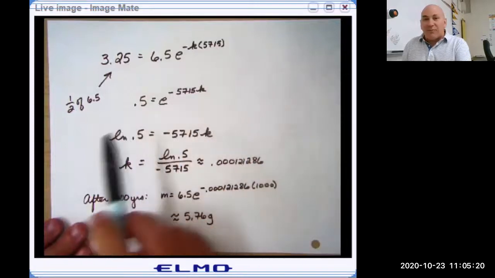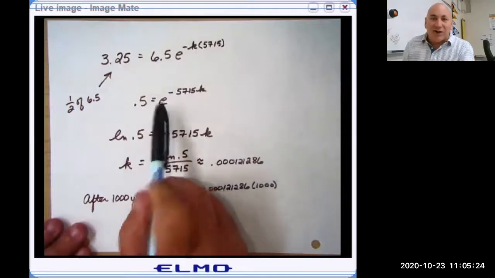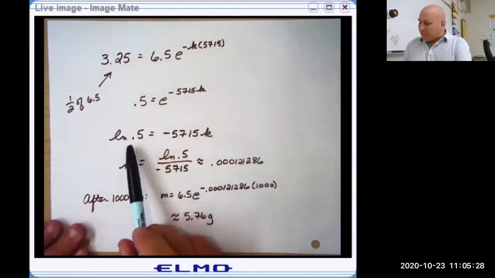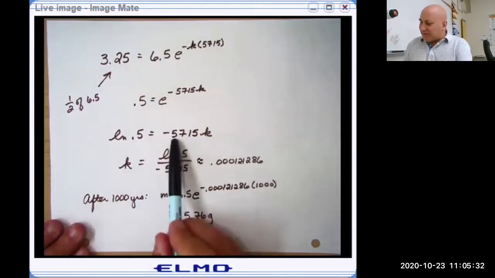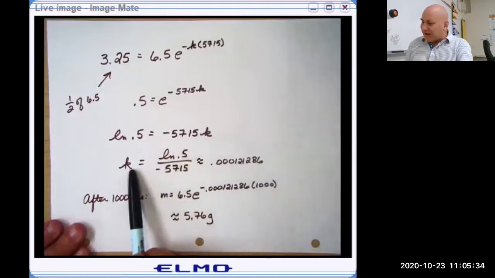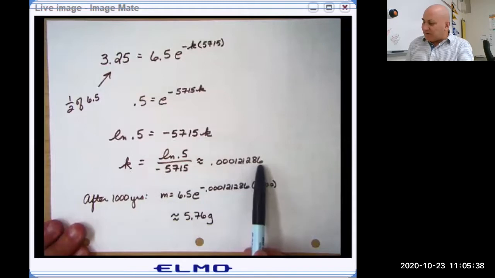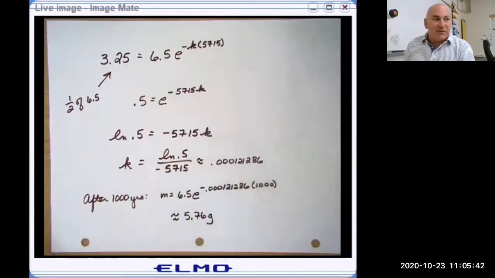Take the natural log of both sides, and this time I chose natural log because I have an E, not just because it was more convenient. Take the natural log of both sides, and divide by this negative 5,715 to get K, and you see it's a very small number. I went to 6 significant figures. The 3 zeros don't count as significant figures.